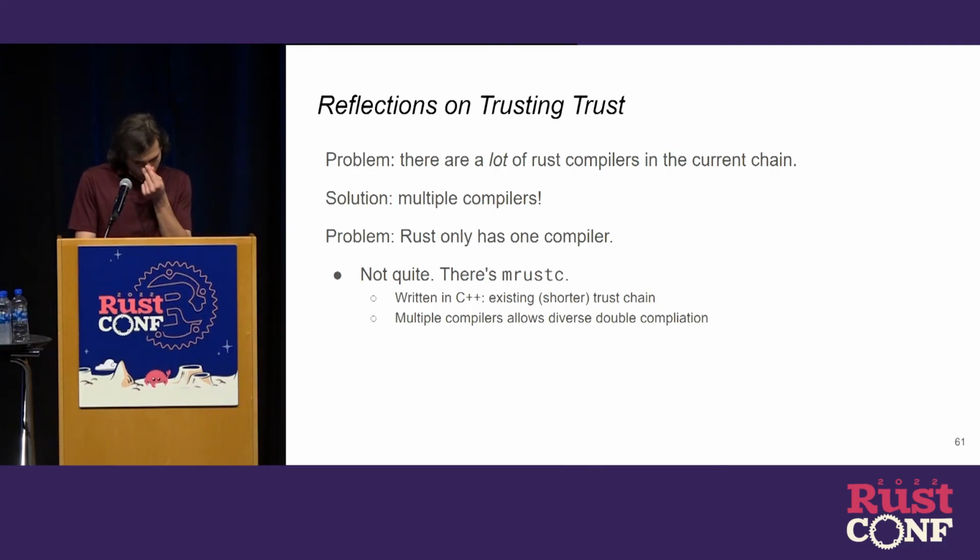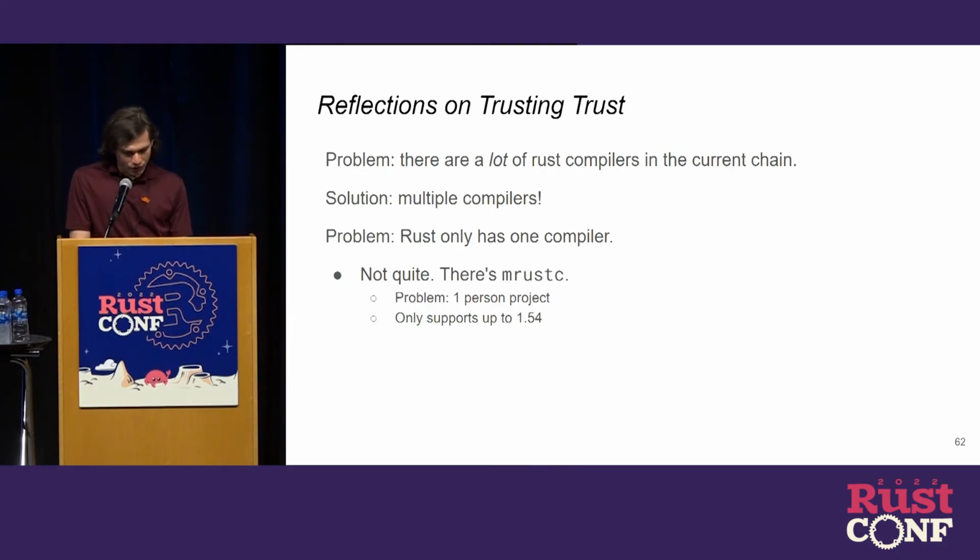And because C++ has multiple compilers, they can also do a shorter thing, which is just verify them against each other. They don't need the trust chain unless they want to. Right, but there's a problem still, which is that mrustc is kind of a one-person project right now, and so it can't keep up with all the nightly features that the Rust compiler is adding every 6 weeks.